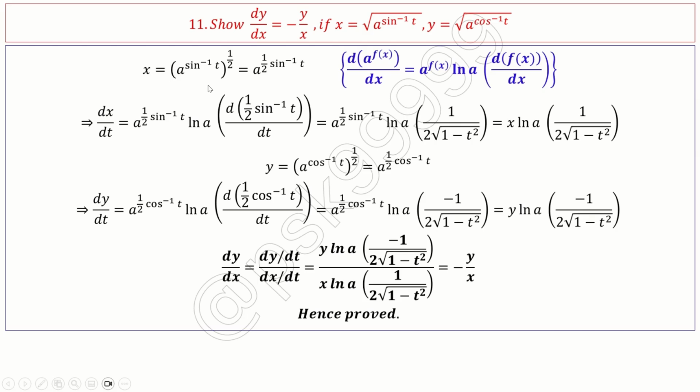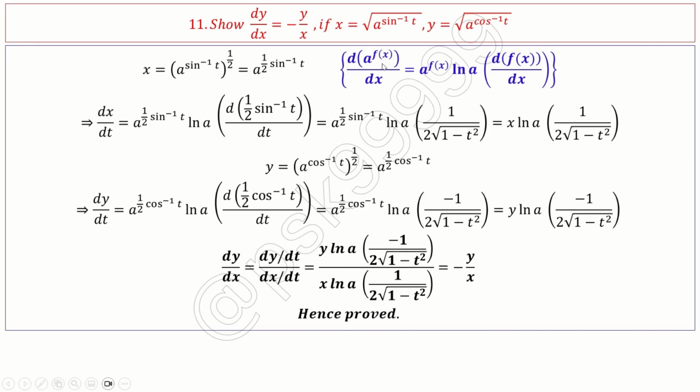Okay, so x is nothing but a to the power of sin inverse of t whole to the power of half. Correct. So this I can write as a to the power of half into sin inverse of t, because this is in the form of a to the power of b whole to the power of c, which is nothing but a to the power of bc. Okay, a to the power of b whole to the power of c. Correct. So I can write it like this.